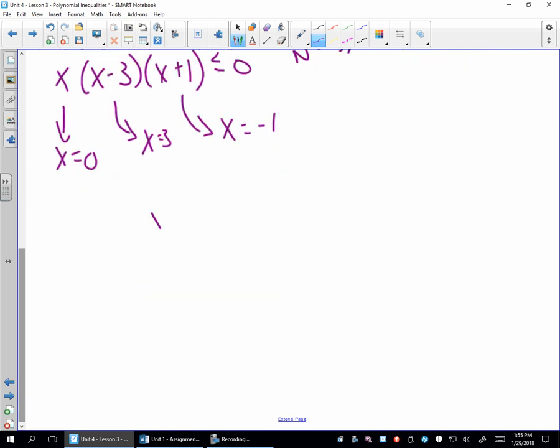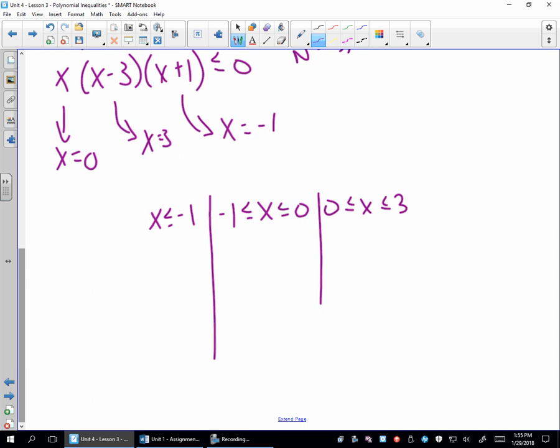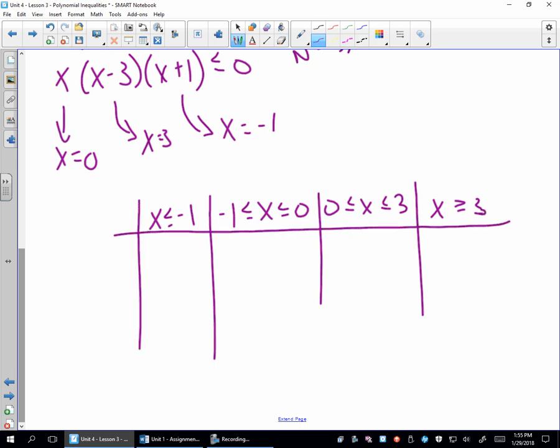Okay, table time. From left to right. Less than negative 1. Negative 1 to 0. I have equal signs in this question, right? Because there's an equal sign in the question. 0 to 3. And then greater than 3. Okay, factors, parts, and pieces that make up the question. There is an x. There's an x minus 3. There's an x plus 1. There's my function.